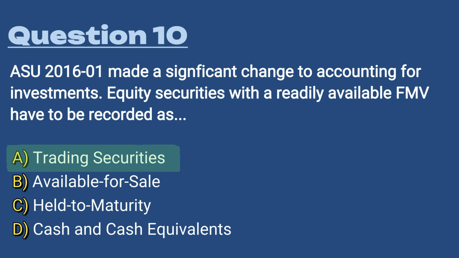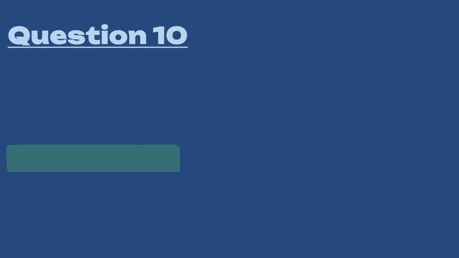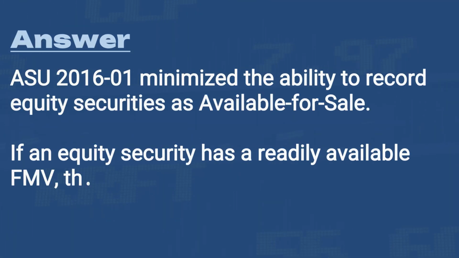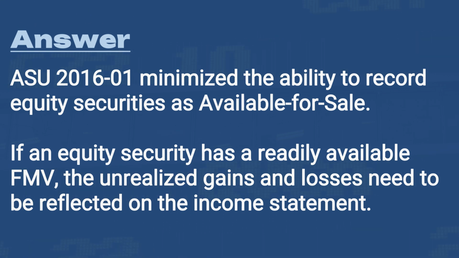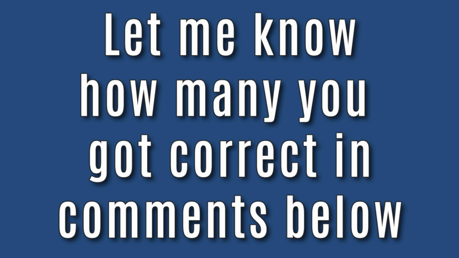The answer is A, trading securities. ASU 2016-01 minimized the ability to record equity securities as available for sale. If an equity security has a readily available fair market value, the unrealized gains and losses need to be reflected on the income statement. All right, that is the conclusion of accounting for investments, the quiz that you just took.